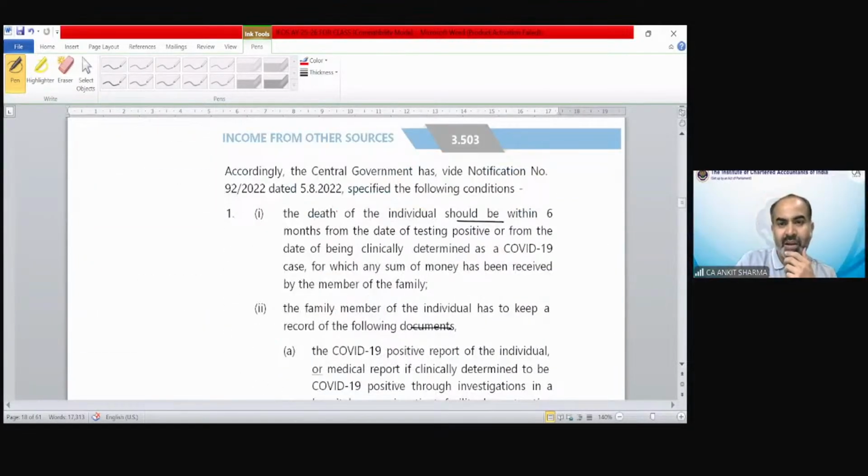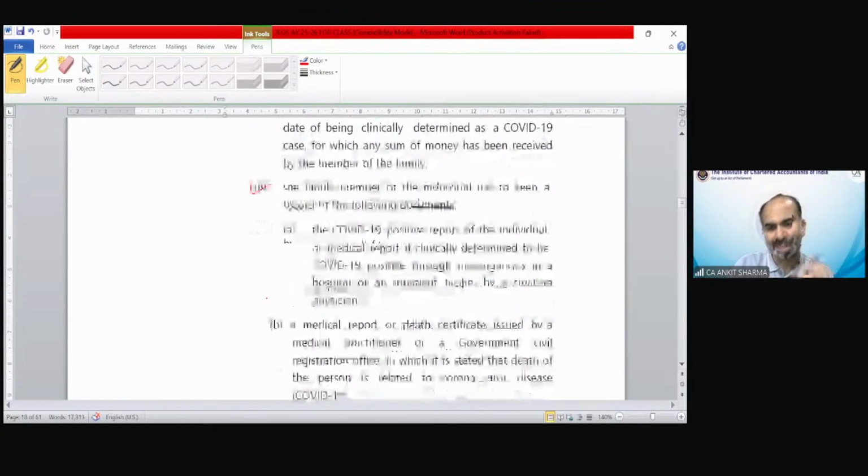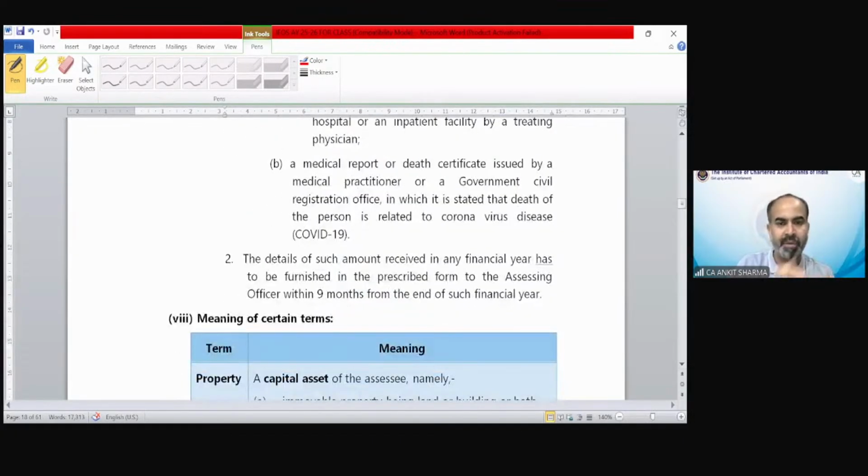So there are the following conditions. The following conditions you need to go through. Just go through these conditions to understand the provision more deeply.